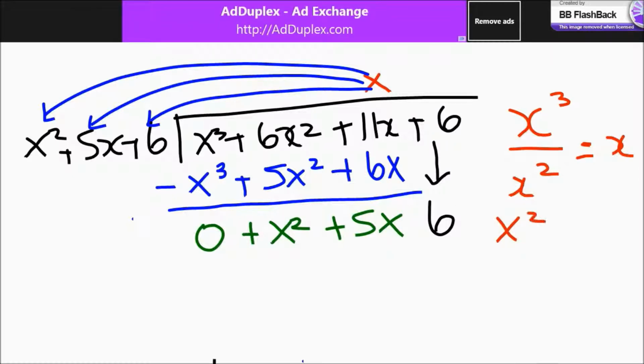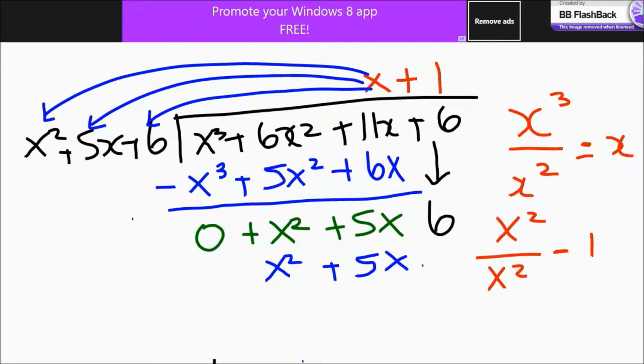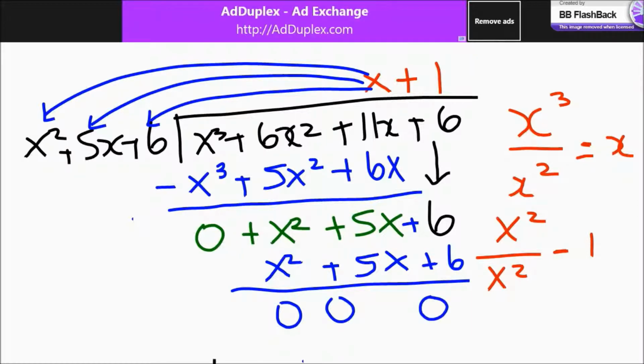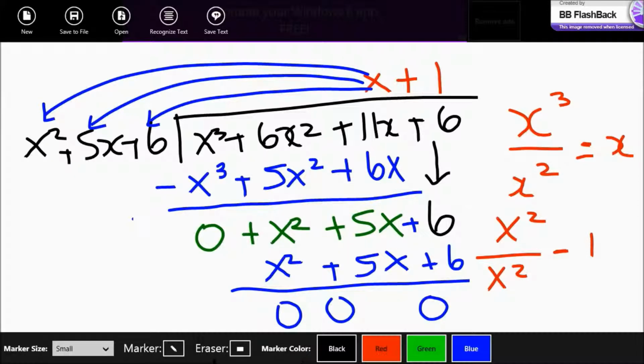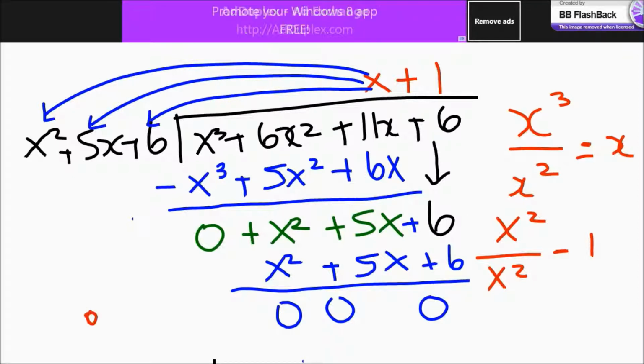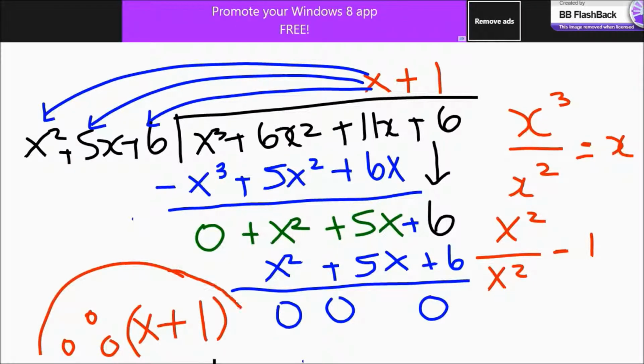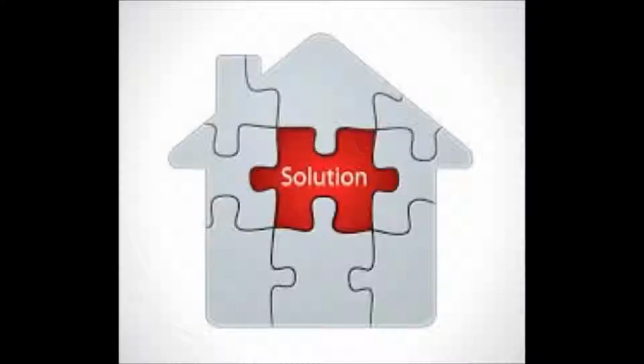Repeating the same steps, we would first divide x squared by x squared, which equals 1. Multiply 1, the quotient, by the divisor, x squared plus 5x plus 6, which will therefore cancel out and leave no remainders, having the final answer be x plus 1.